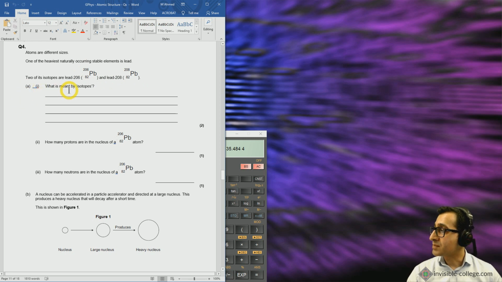So what is meant by the term isotopes? They're giving you 2 marks for this, and they're also giving you 4 lines on which to write your answer. So in keeping with good exam technique, if you're being given 2 marks for this, you should expect to make 2 logical points. And you should also use the amount of space being given for your answers as a general guideline as to how much you should be writing.